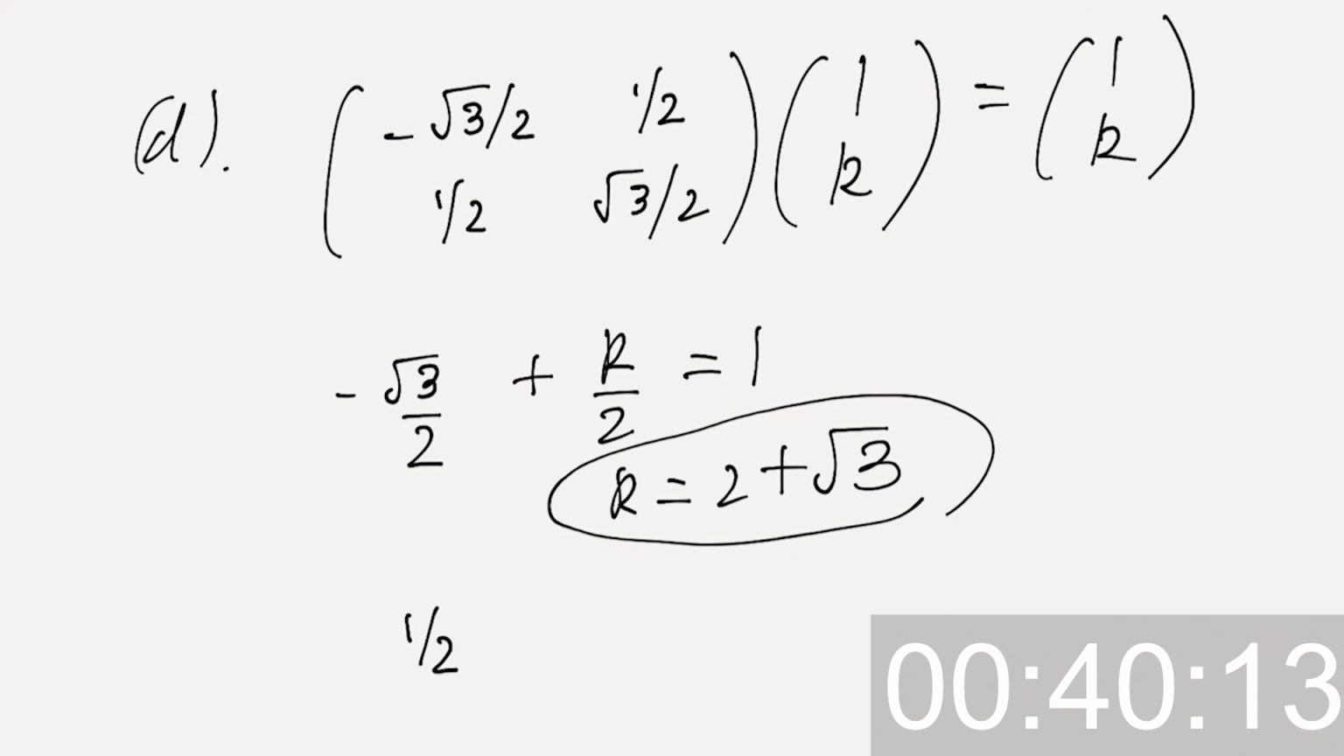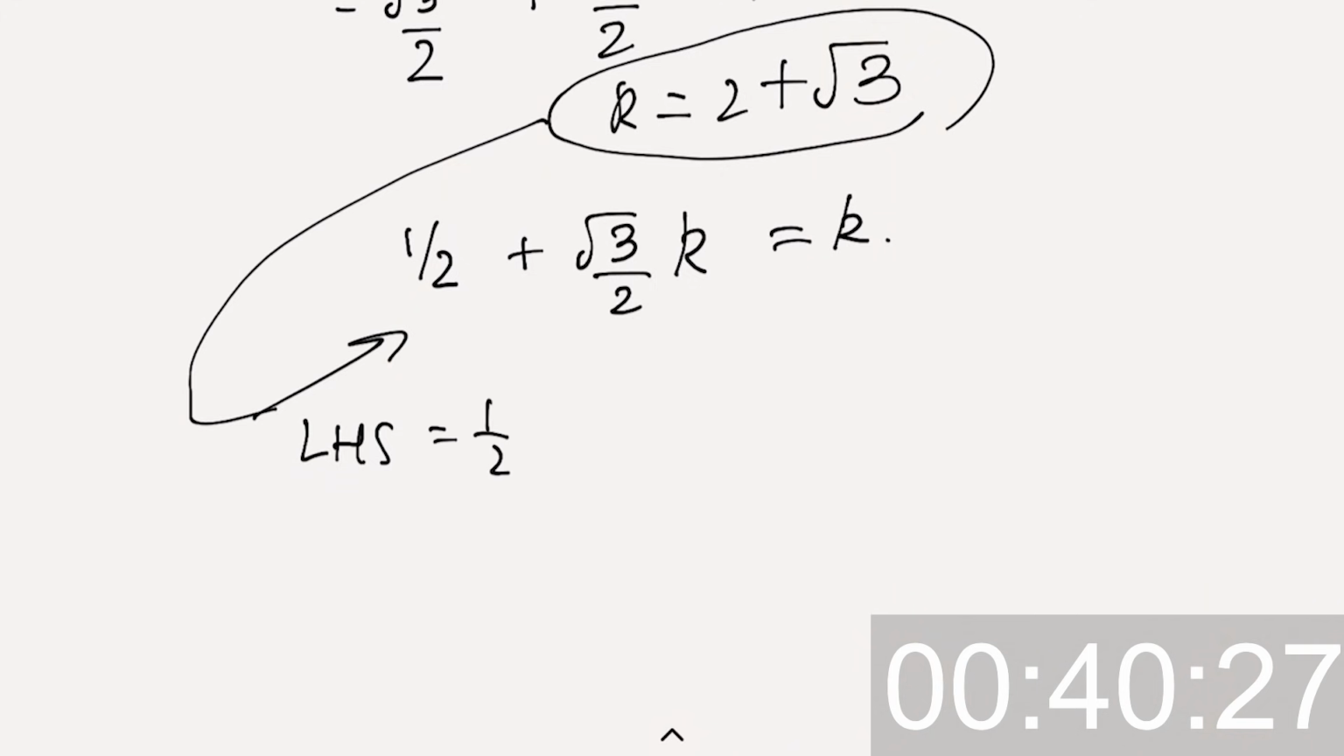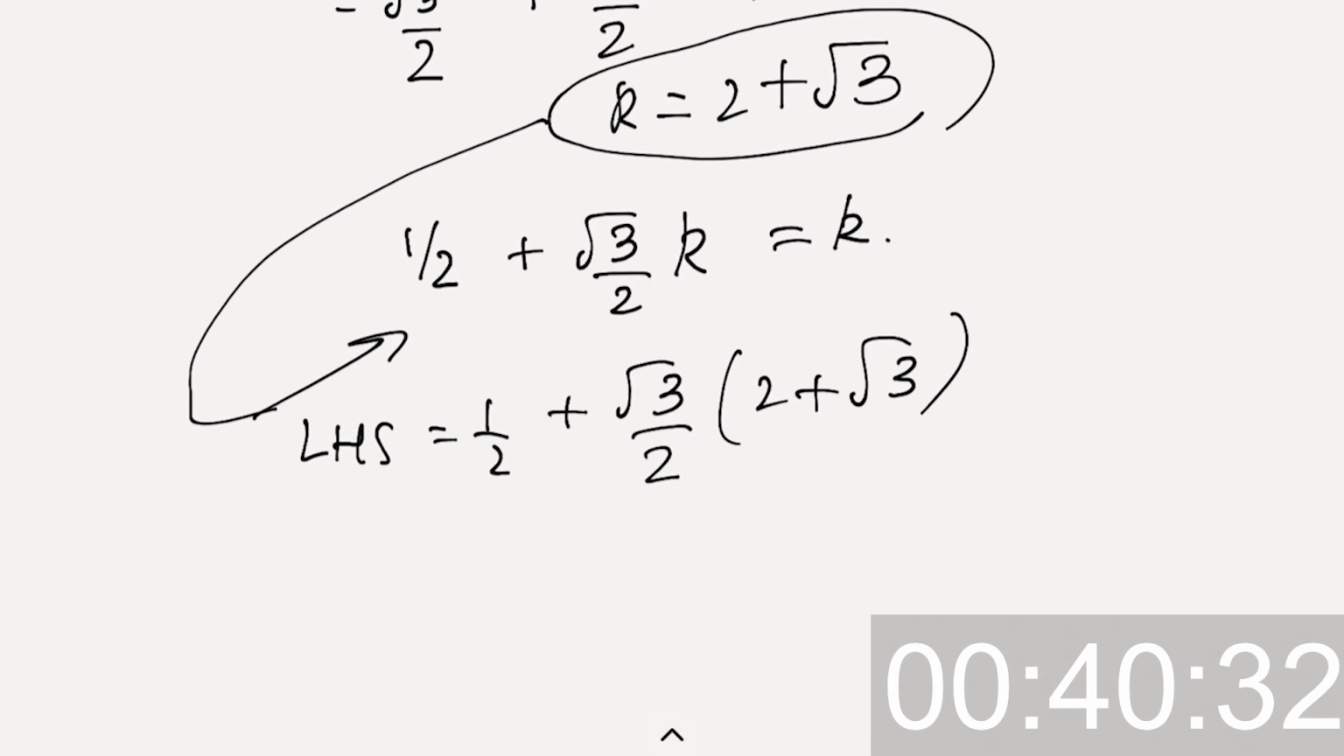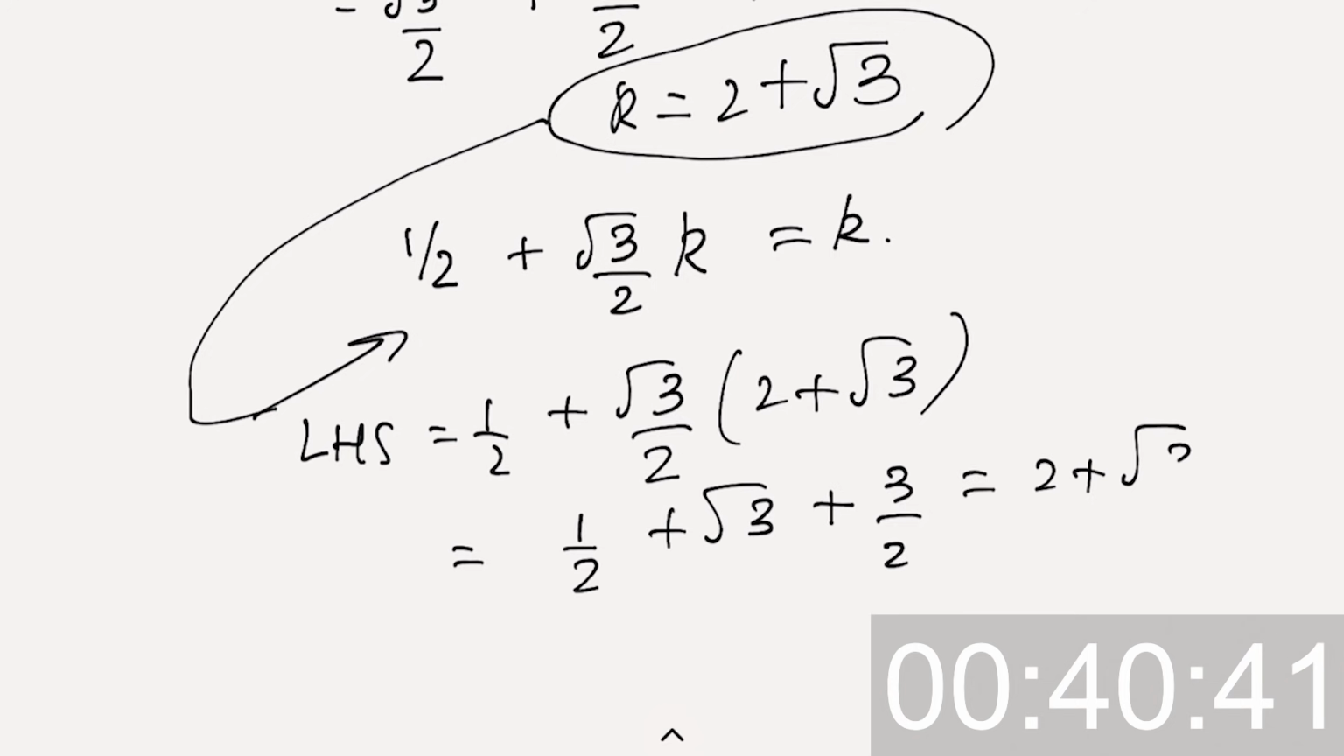And then let's see if it works for the second one. So the second equation, if this is going to be true, says that a half plus root 3 over 2 K should give me K. So let's check. Let's sub in to the left-hand side for my value here. So that's a half plus root 3 over 2 times 2 plus root 3. I think this is going to work. Is a half plus root 3 plus root 3 plus 3 over 2, which is 2 plus root 3. But that's what I said K was, which does equal K, which is the right-hand side. So when K is 2 plus root 3, we have an invariant point.